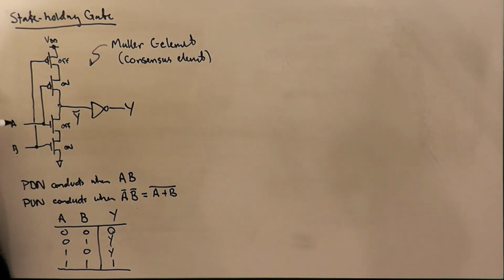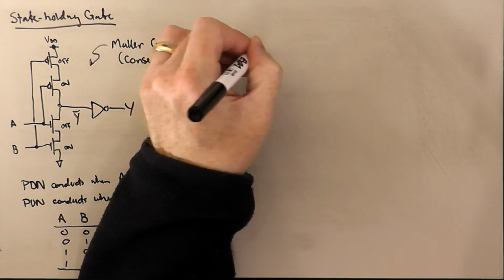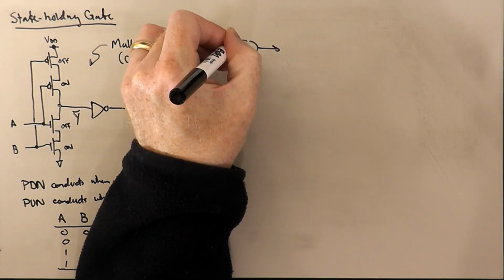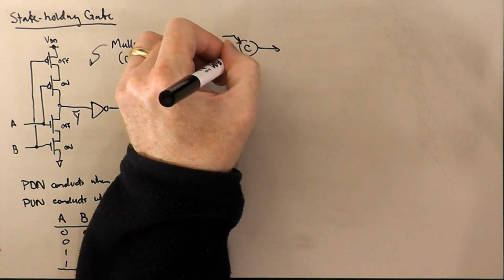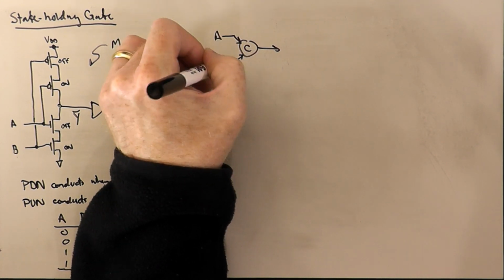So the output of the gate signals when the inputs to the gate have come to consensus. And so the symbol that's typically used for this gate is something that looks like this, where you have a C inside a circle, and you have A, you have B, and you have Y.